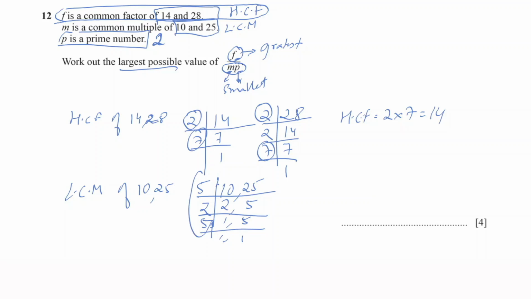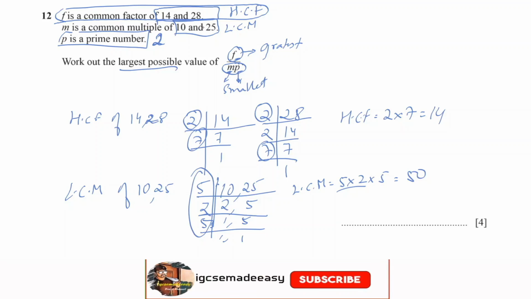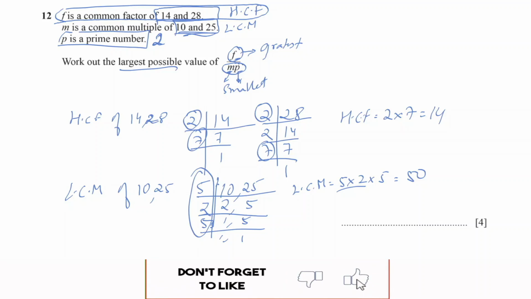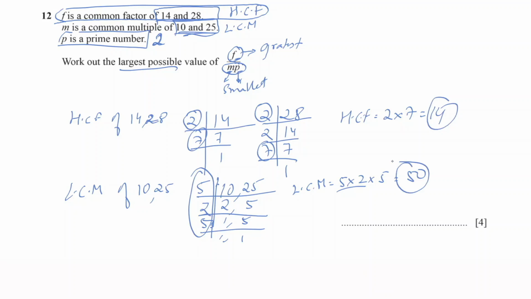So HCF is the product of the common factors, LCM is the product of all of these. So LCM equals 5 times 2 times 5. 5 times 2 is 10, 10 times 5 is 50. So the lowest common multiple of these is 50, and we have the prime number as well. So let's use these values, right?